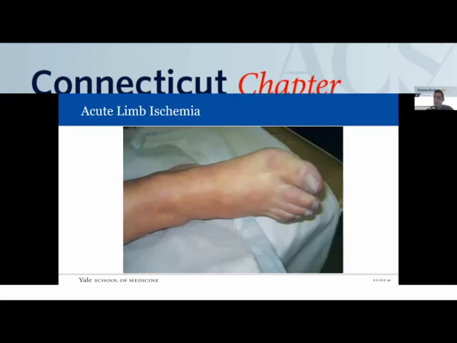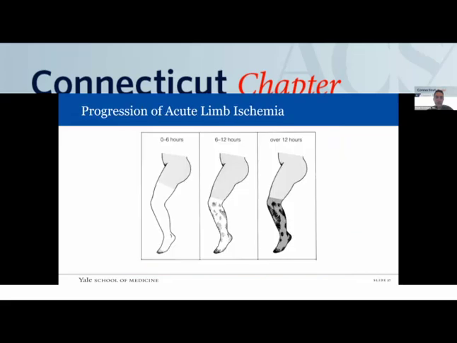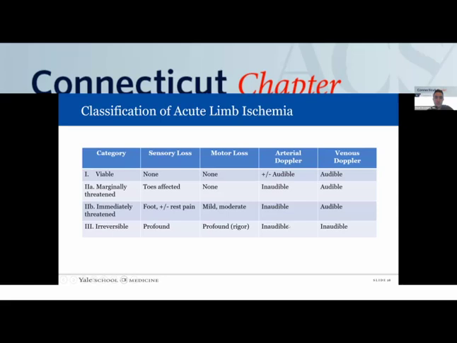Acute limb ischemia, I think, is critically important. These are patients that you are probably most commonly consulted on in the hospital, and the chronic limb-threatening ischemia you probably most commonly see in clinic. And so progression of acute limb ischemia, 0 to 6 hours, you may get a pale limb. After 6 hours, you may start to see mottling, and over 12 hours, that mottling may become irreversible.